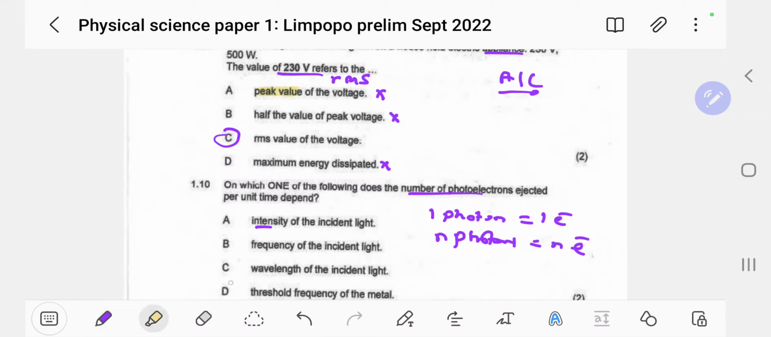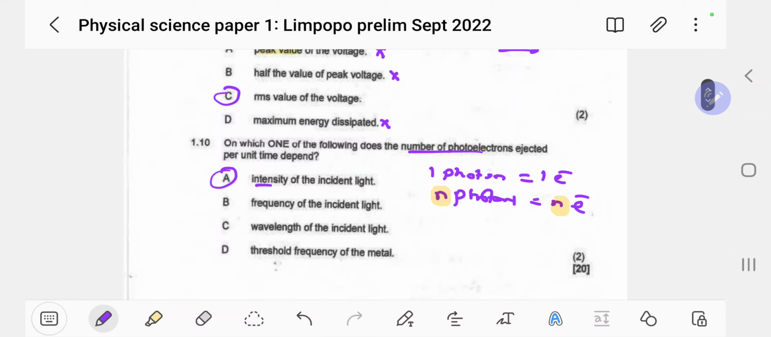So that means our N here goes with the N, okay? Because each photon will empty all its energy into exactly one electron. So intensity always tells us about a number of photons, not just one photon, but a number of them. So it depends heavily on that. So that becomes our answer. So some questions are very easy. You can answer them at a go, but others you have to think about a little bit more.